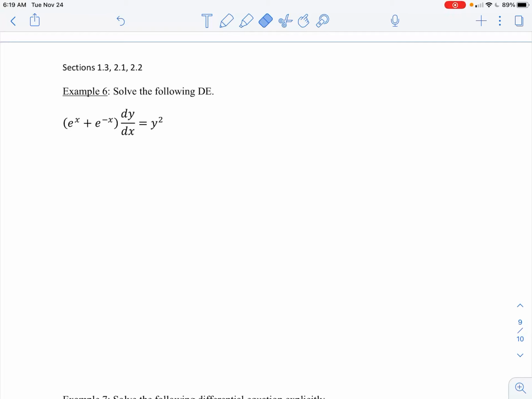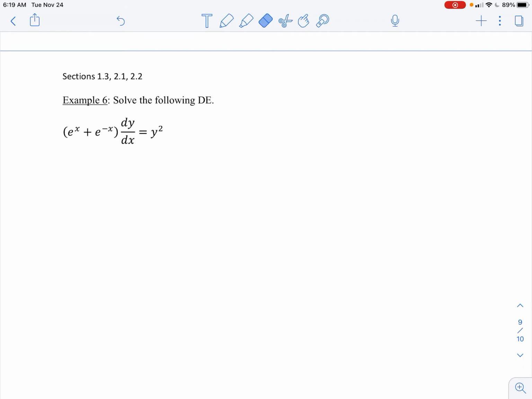Yeah, hello and welcome to page 4 of the notes. Example 6, solve the following differential equation: e to the x plus e to the negative x, dy over dx, equals y squared. Again, first thing we do is separate variables, so we'll bring all of our y's to the left, all of our x's to the right.